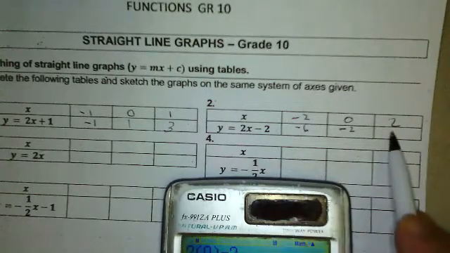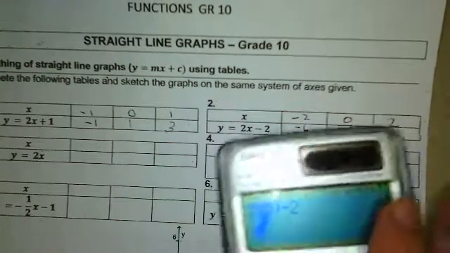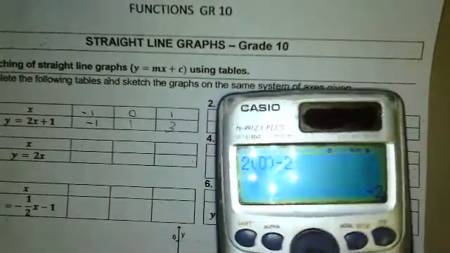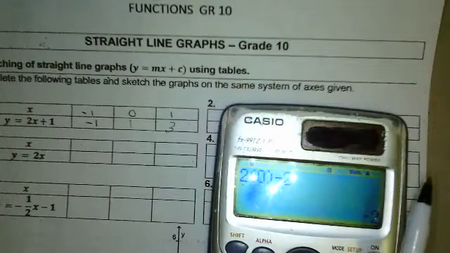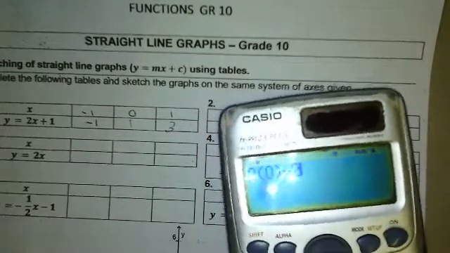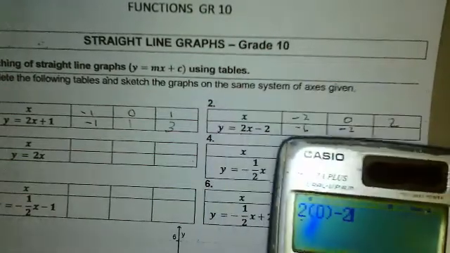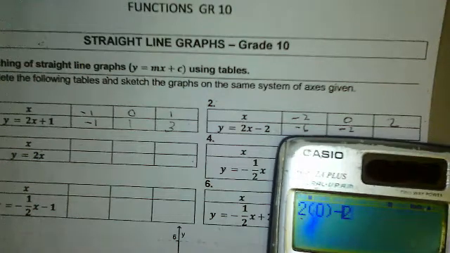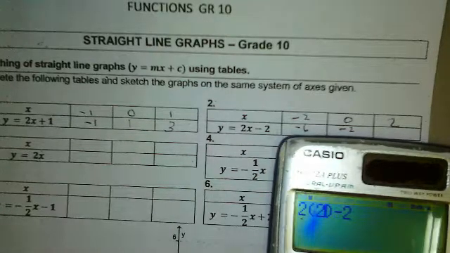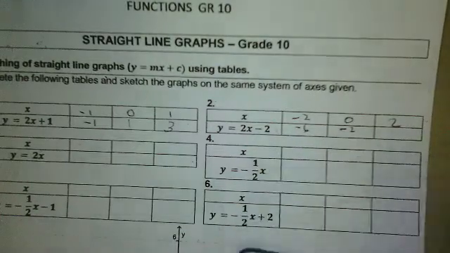Then the third value is 2. Once again, you go back on your calculator, back, back, back, into the bracket where the x is supposed to be, you delete that, you substitute a 2, press equal, and then you get a 2.